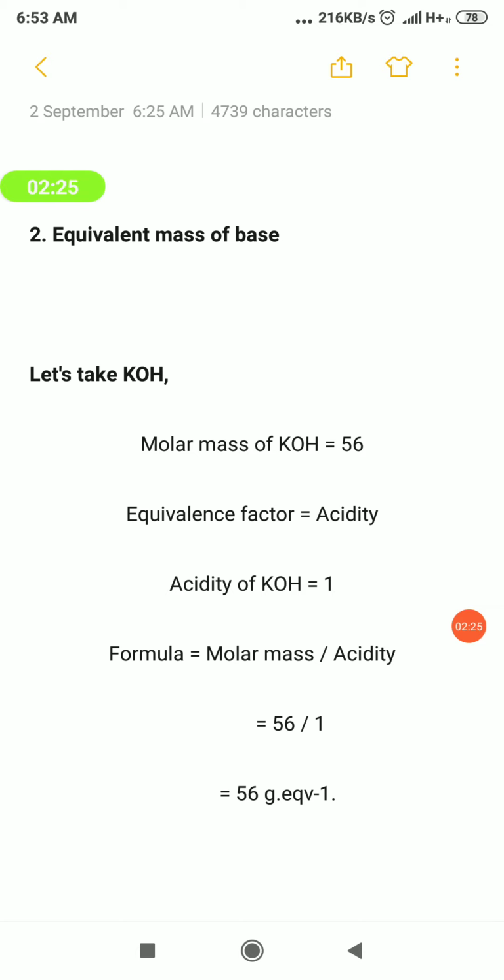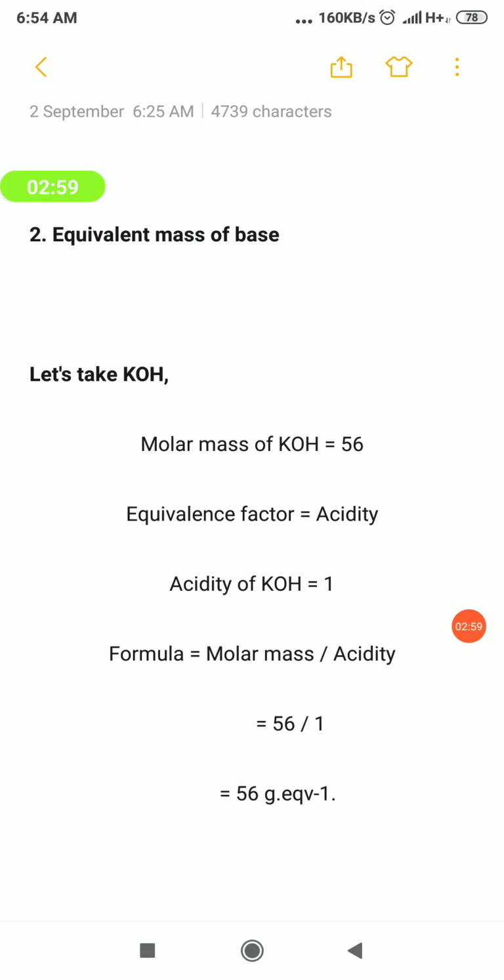A simplest base, KOH, potassium hydroxide, is taken. The same formula: equivalent mass is equal to molar mass divided by equivalence factor. For a base, the equivalence factor will be acidity. And what is acidity? The number of replaceable OH minus ions. Here how many OH minus ions are there? Only 1. So acidity will be equal to 1. Then we can easily calculate the molar mass. Potassium 39 plus hydrogen 1, so 39 plus 1 is 40, plus 1 oxygen 16. So 40 plus 16 is equal to 56. 56 is the molar mass of KOH.